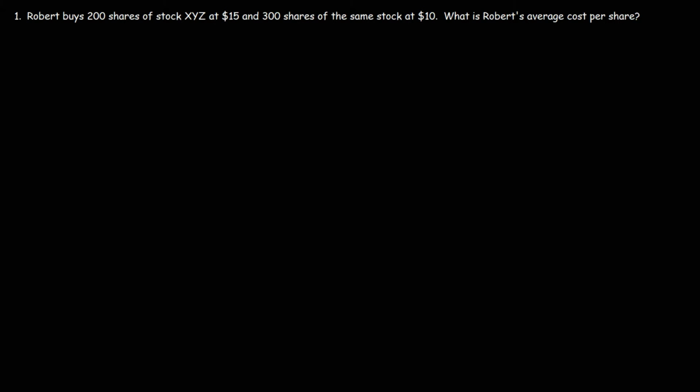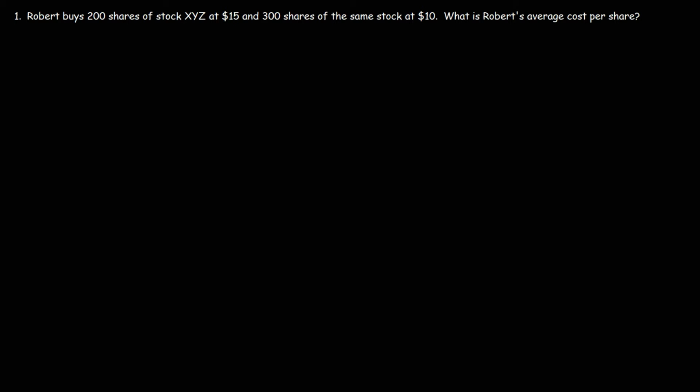In this video, we're going to talk about how to calculate the average cost basis, or the average cost per share, when making multiple purchases of the same stock at different time periods. So in this example, Robert buys 200 shares of stock XYZ at $15 and 300 shares of the same stock when it's trading at $10. So what is Robert's average cost per share as a result of these two purchases?